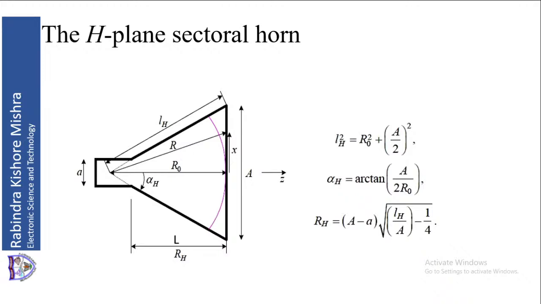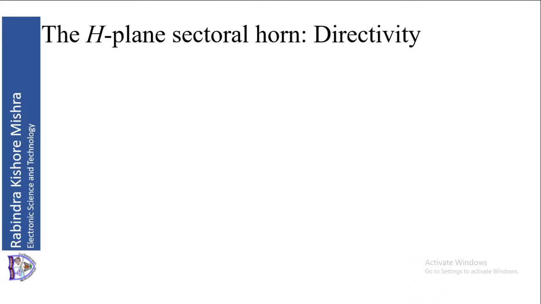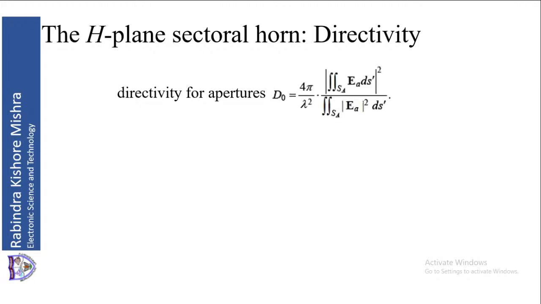Now let us come to the other part which is important. Once we know this, the important part is the characteristics of a horn antenna, the sectoral horn antenna. Let us consider the characteristics, and start with the directivity. So directivity of the aperture D0, this is the expression for the directivity of the aperture that you must have seen. I'm not going to discuss this.